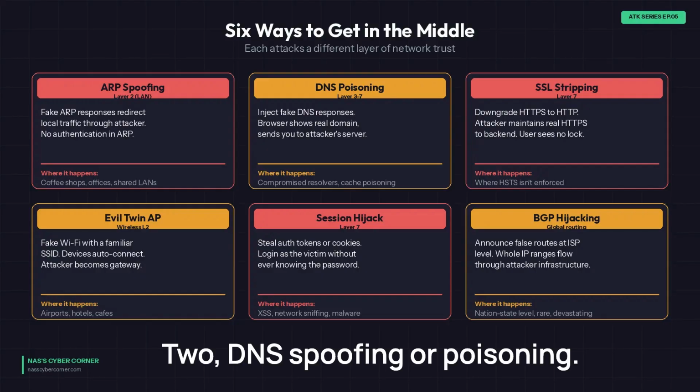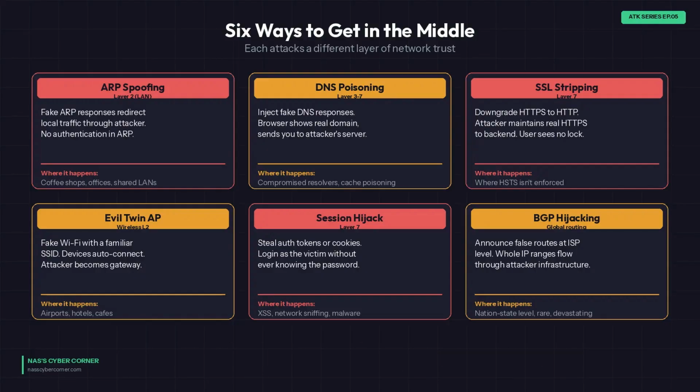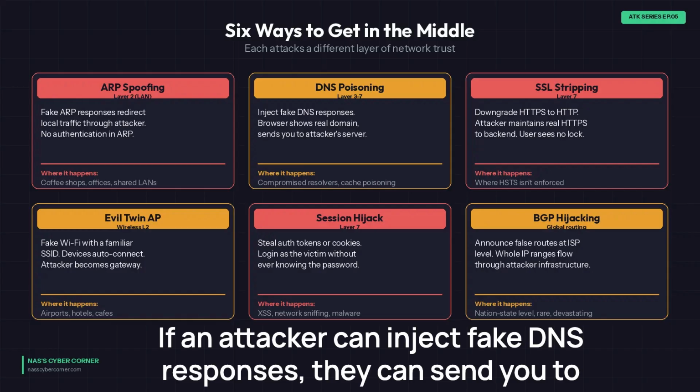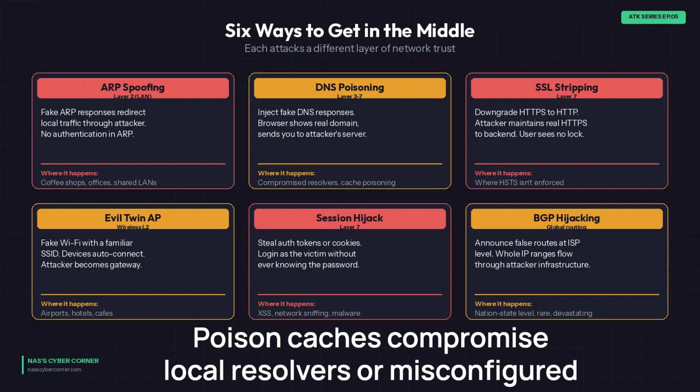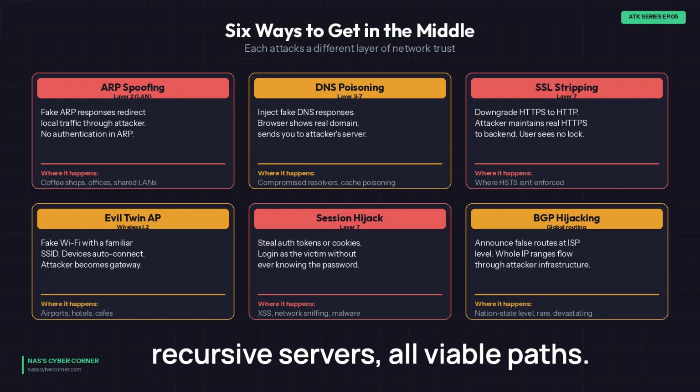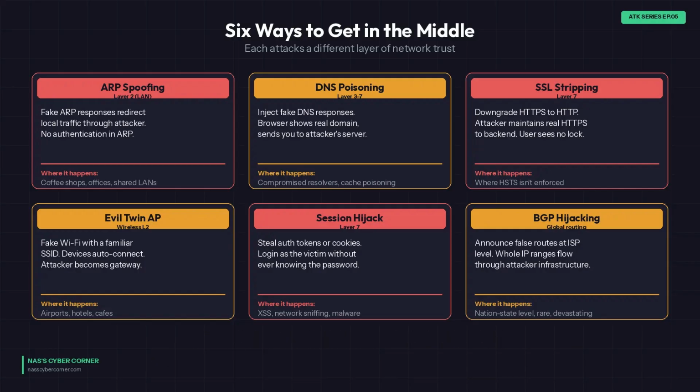2. DNS spoofing or poisoning. If an attacker can inject fake DNS responses, they can send you to any server they control while the browser shows the real domain. Poisoned caches, compromised local resolvers, or misconfigured recursive servers are all viable paths.